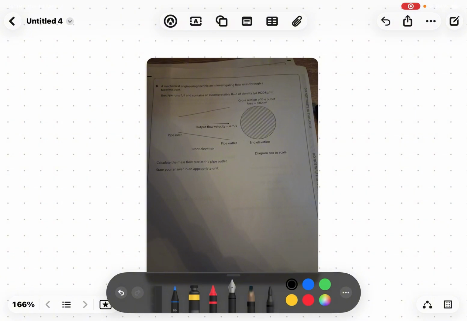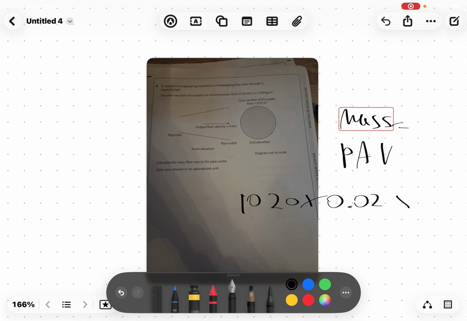So over here, the mass flow formula is PAV. But in the actual formula sheet, it was PA1 V1 equals A2, but it doesn't matter for this one. So we have the P, we have the A, we have the V, so nothing is stopping us. We just do 120 times 0.02 times 4 equals 81.6 kilogram, because mass is in kilograms.